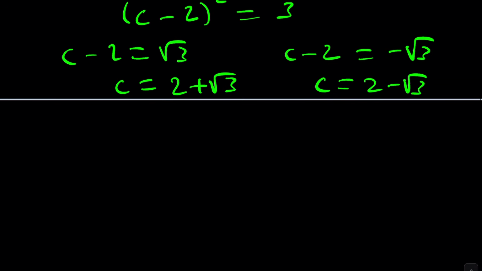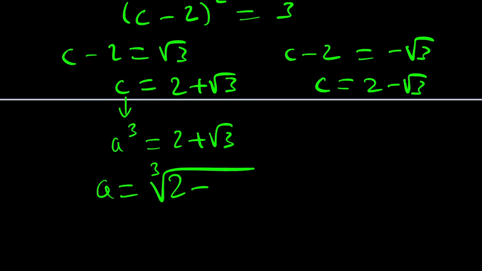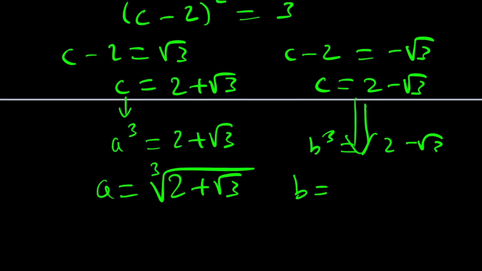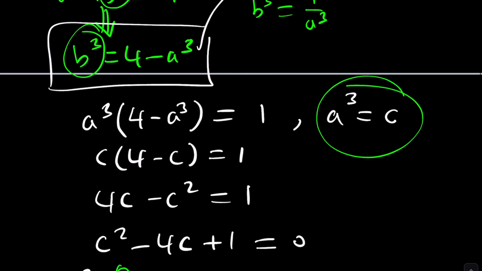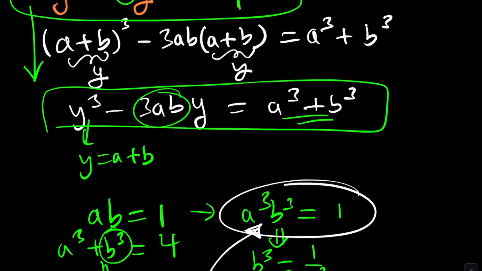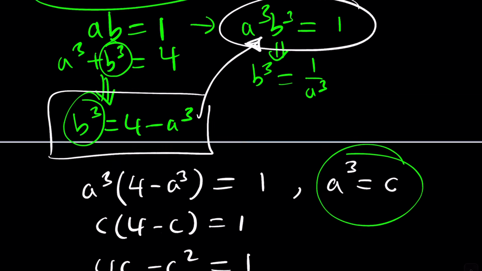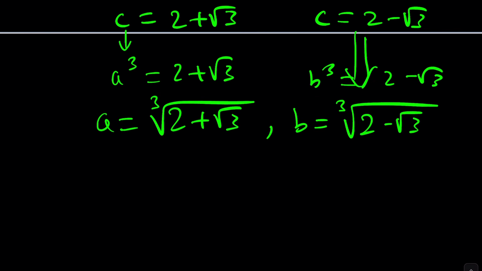I'm talking about the solution. So if this is a cubed, then I get this equation, which means a is equal to the cube root of 2 plus root 3. And from here, because we're just going to assume that b cubed is equal to this, b is going to become the cube root of 2 minus root 3. Wait a minute, are you solving for a and b? Well, kind of, because we are looking for x, which means we're looking for y, because we have to back substitute, and y is equal to a plus b. So if I find a and b, then I found y, which I did.